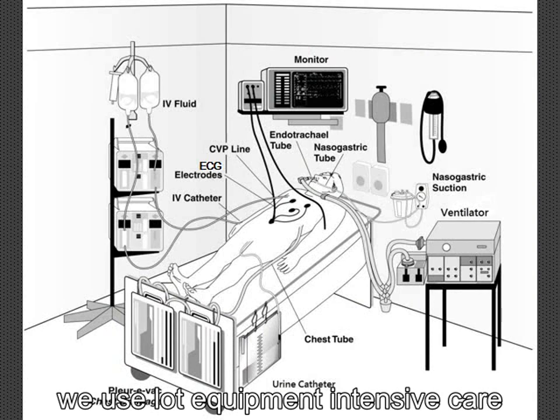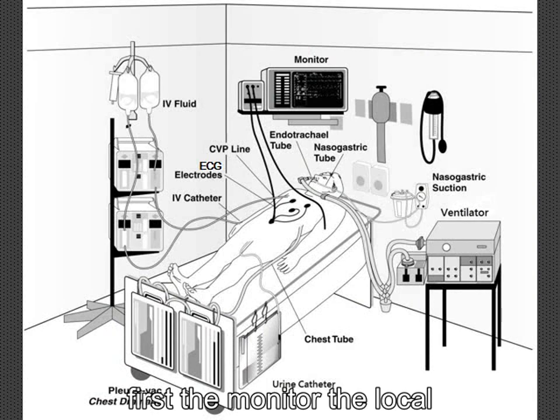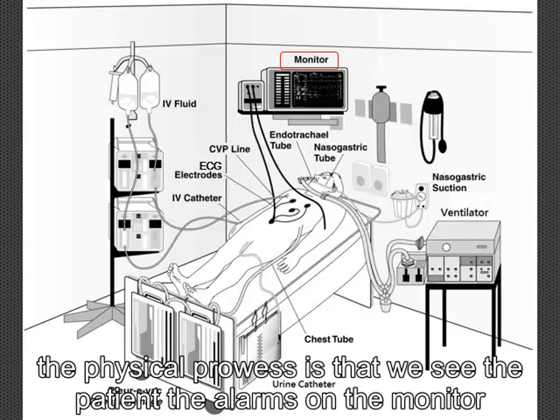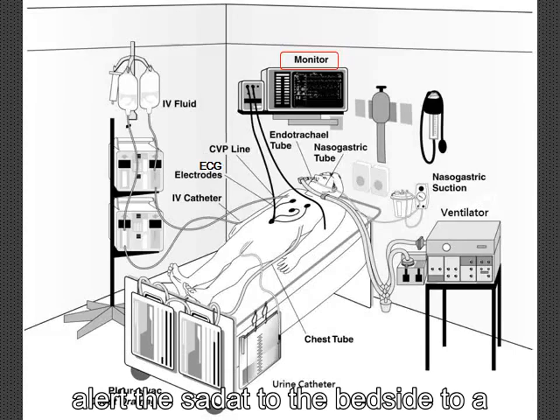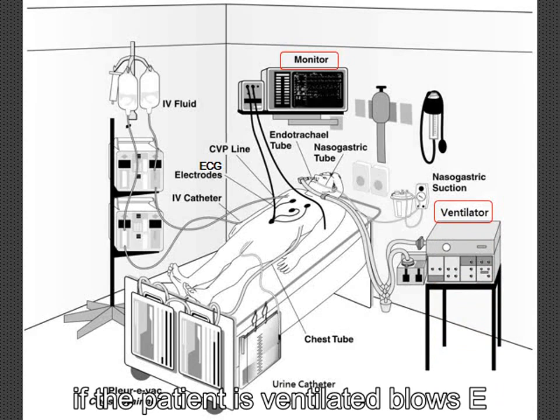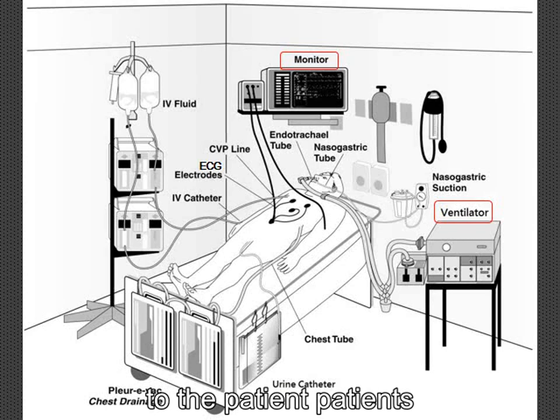We use a lot of equipment in intensive care. Firstly, the monitor. The monitor records and measures the physiological parameters that we see in the patient. The alarms on the monitor alert the nurse or doctor at the bedside to any particular derangements in function. The ventilator, if the patient is ventilated, blows air in to the patient.